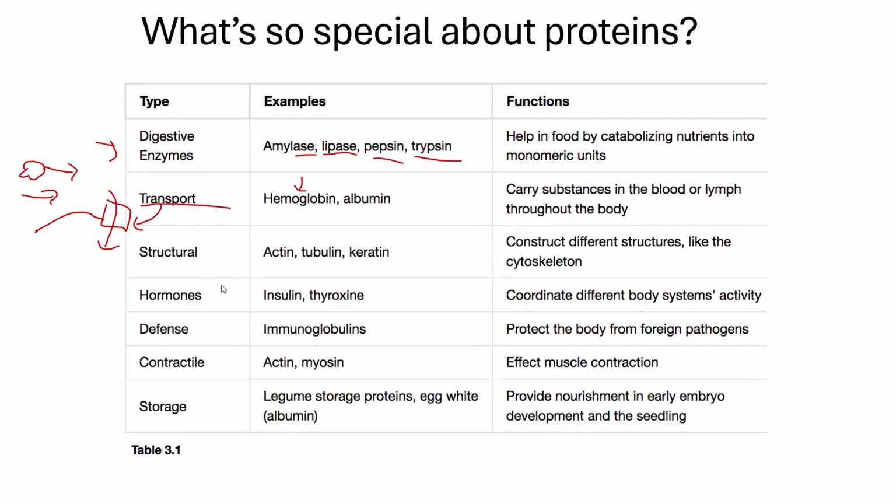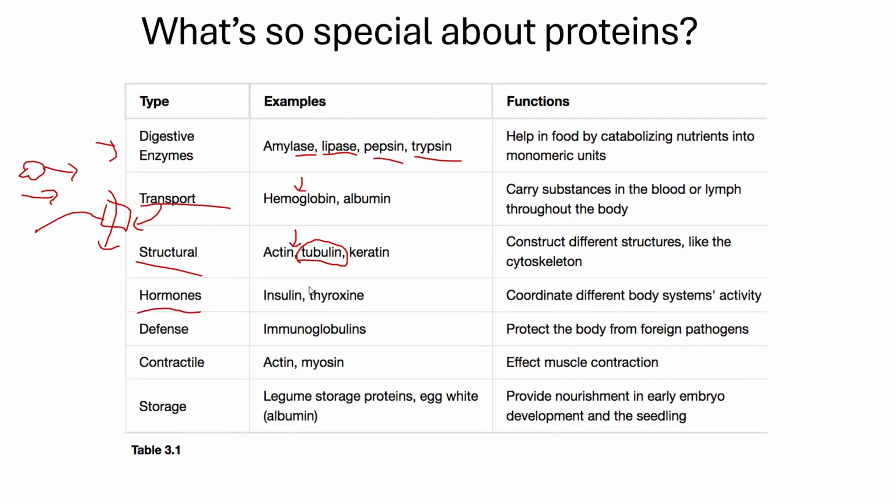across a membrane. Structural, this is actin, tubulin, keratin. Tubulin we talked about. This is what makes up the fibers that are used in mitosis. Whereas actin, myosin, and keratin make up other structural components. They play an important role in the cytoskeleton.